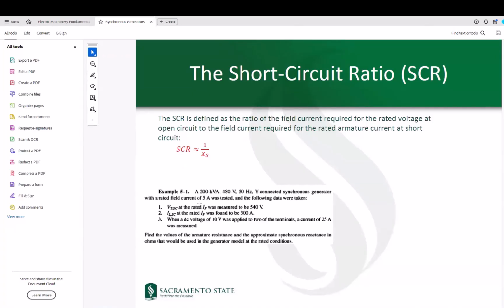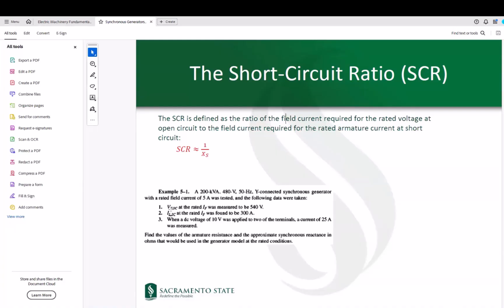All right, so let's look at example 5.1. Example 5.1 is about a 200 kVA, 480 volts, 50 hertz, Y-connected synchronous generator with a rated field current of 5 amps. The following data have been taken using that 5 amp test. We're going to find VTOC, the terminal voltage under open circuit conditions at the rated IF, measured at 540 volts, and IL under short circuit conditions at the same rated IF, found at 300 amps.